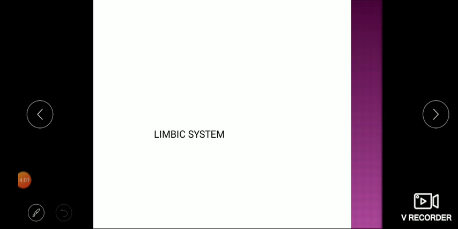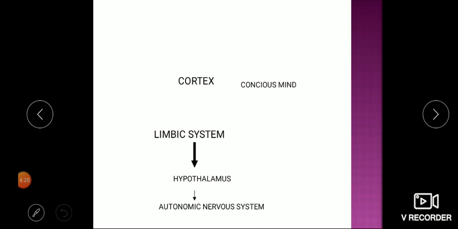Now we'll see the overall effect of the limbic system on the human body. The major part of the limbic system is the hypothalamus, which controls the autonomic nervous system of our human body. The cerebral cortex is our conscious mind, from where we are thinking for any actions, controlling the whole body. If you recall the physiology of the cerebral cortex, we have the sensory cortex, motor cortex, premotor area, and the different descending tracts. All these are voluntary control of the human body. But the limbic system is basically a subconscious mind.